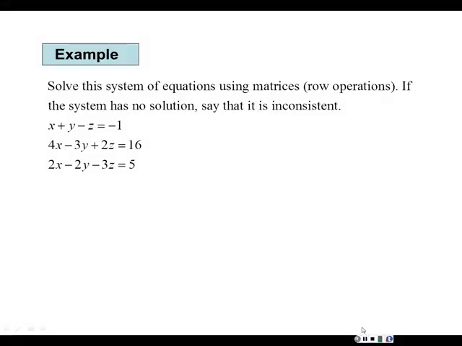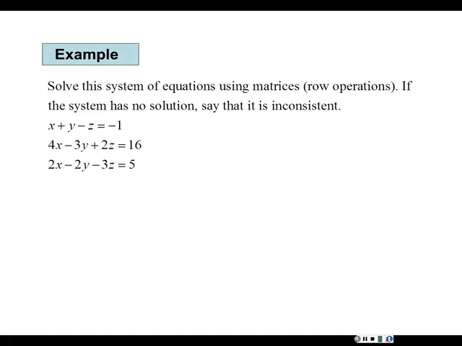Alright, so let's try to solve this problem here. If you notice, this is a system of linear equations, just like the ones we saw yesterday. What is new here is the second line: if the system has no solution, say that it is inconsistent, which is really new to us. We don't know exactly why a system may not have solutions, or if that is really possible.